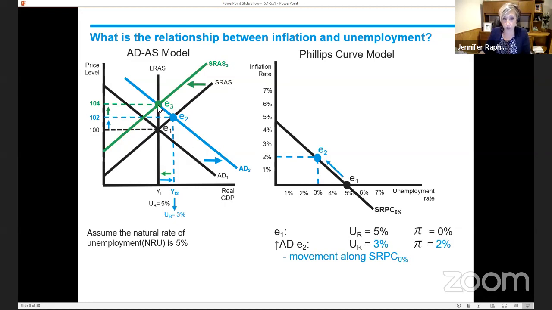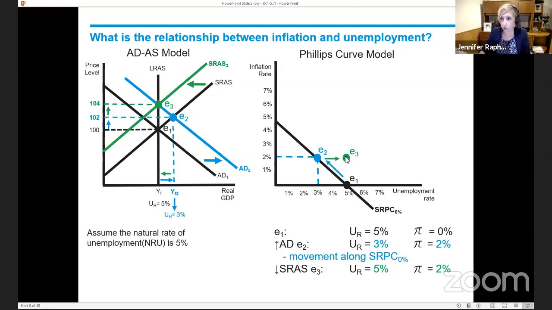So let's see, now we have a level of output with 5% unemployment, but our inflation rate is still about 2%. I know a 2% increase from 102 is going to be a little bit greater than 104, but just to keep it simple, we're going to just put 104 here. So now when we have this decrease in short run aggregate supply, we have a new unemployment rate of 5% and an inflation rate of 2%. Well, here's our 5% unemployment rate, and here is 5% unemployment and 2% inflation.